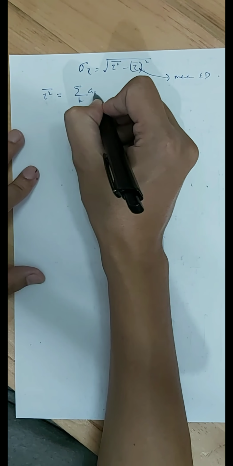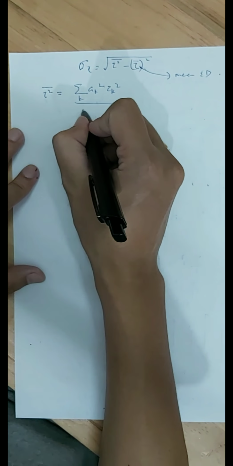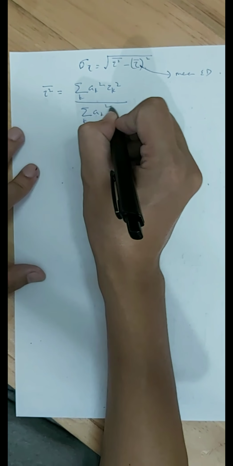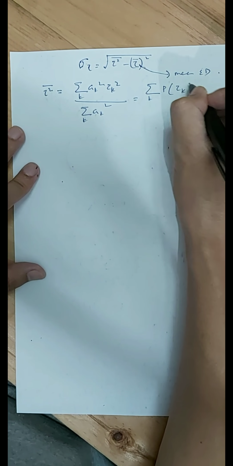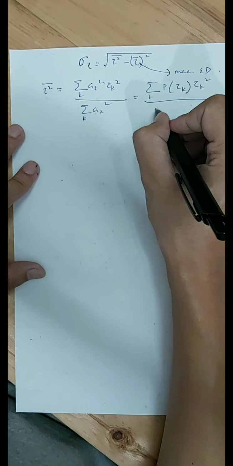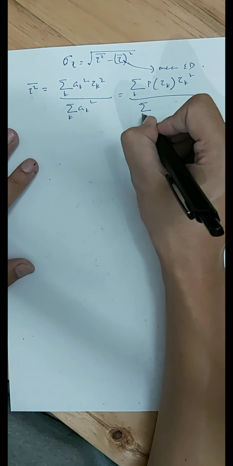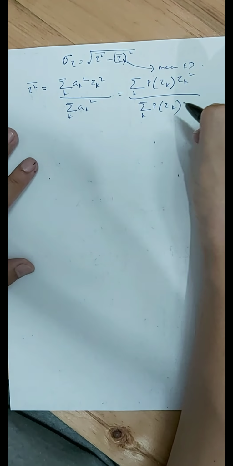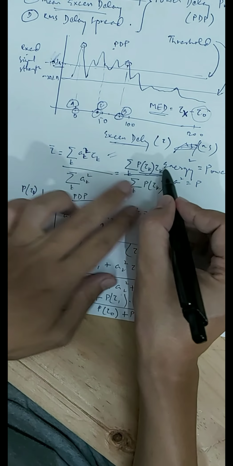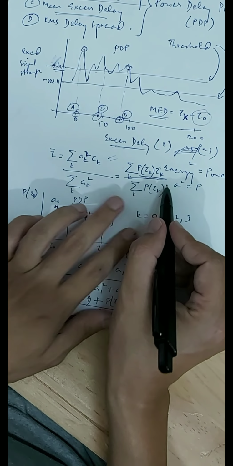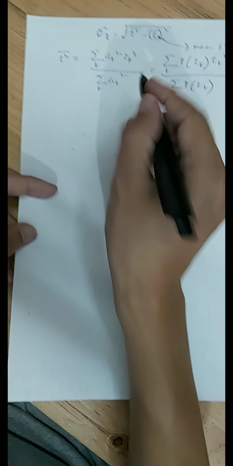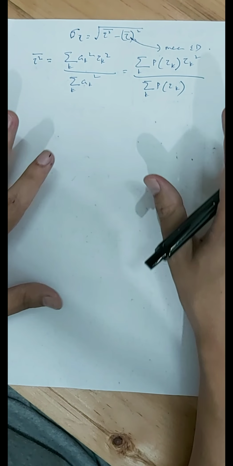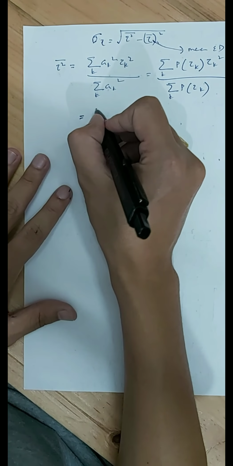summation over k of ak square tau k square divided by summation over k of ak square, which is equal to summation p tau k tau k square divided by summation over k of p tau k. Similar formula to this one, but just I have square here, right? There is a square here. Everything else is the same.